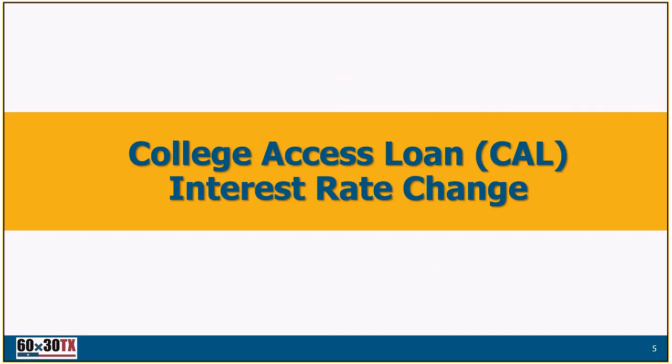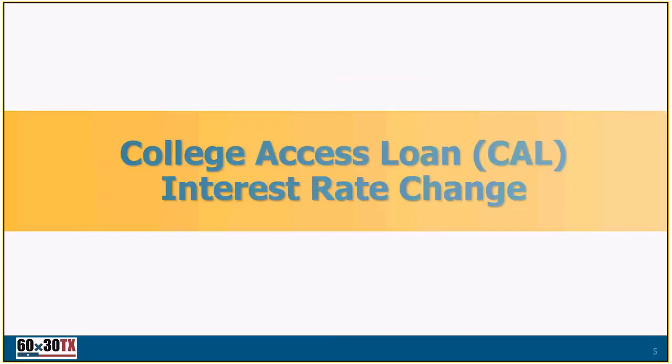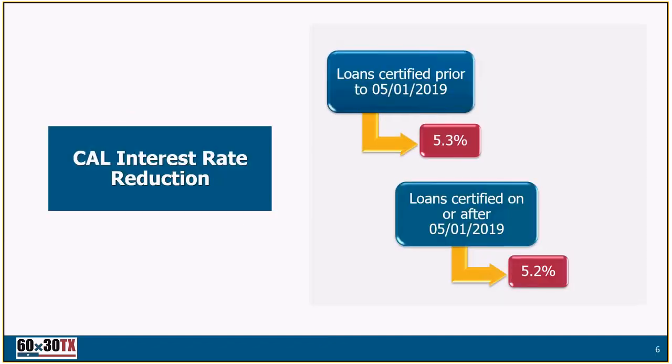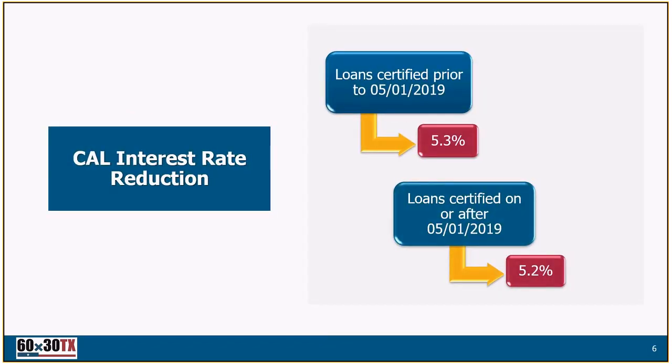So let's move forward. College access loan interest rate change. We will be sending out a formal notification, but I did mention this on last month's webcast that there was going to be an interest rate reduction, but I wanted to clarify on last month's webcast I said that loans that were received, and I wanted to clarify that it's loans certified prior to May 1st will carry the 5.3 rate, which is the current rate. Loans certified on or after May 1st will carry a 5.2.